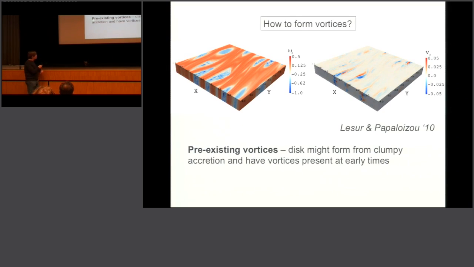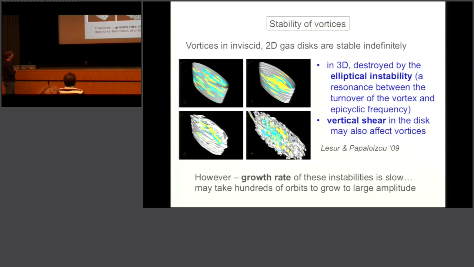There's another possibility, which I'll just briefly mention. Of course, there might be pre-existing vortices in the disk. If the disk formed, for example, from clumpy accretion, or from accretion that has a very well-specified amount of specific angular momentum, then the conditions when the disk forms might have vortices already present or be very conducive to forming them immediately. So early times, when the disk hasn't, if you like, forgotten how it formed from star formation, might be another good time for having vortices within disks. Okay, so that's how we might form vortices. There seems to be quite a menu of possibilities for forming vortices.